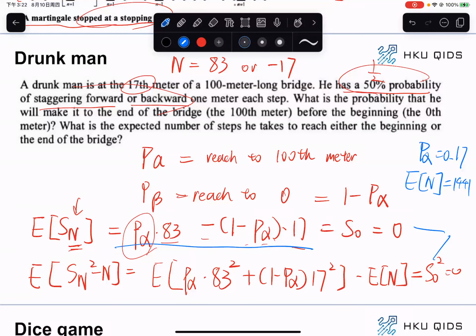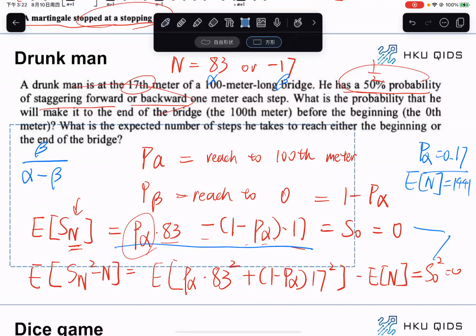So you can see the final result is just, let's write this as alpha and this is beta. So this is just alpha minus beta divided by beta, right? So we can try to generalize the case. So let's write it here.